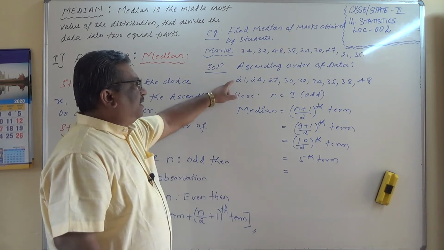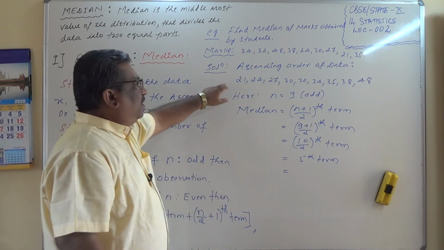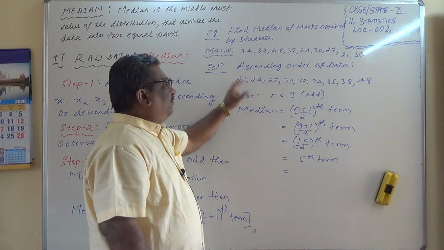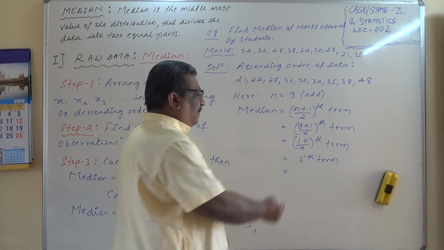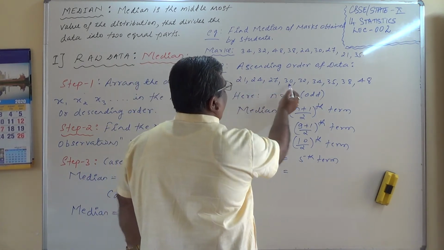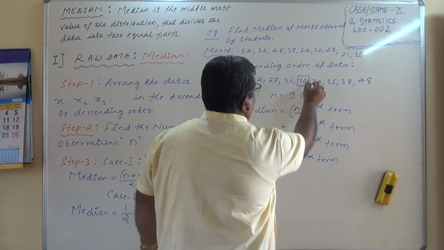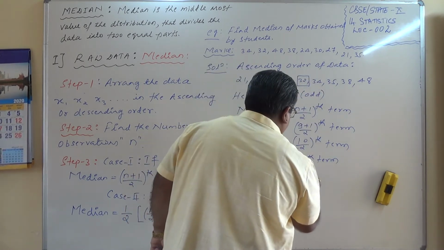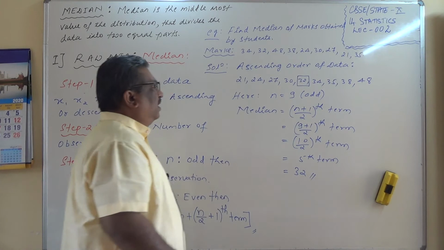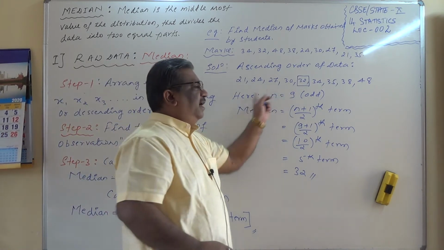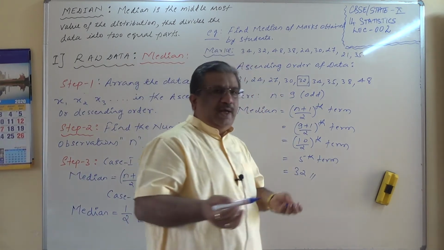So what is the 5th term? Count from here in the ascending order or descending order, whichever we have arranged. From the left hand side, we have to count the 5th term. So 1, 2, 3, 4, 5. So this is the median here. Median is equal to 32. See here, this 32 divides the entire range of observations into 2 equal parts.